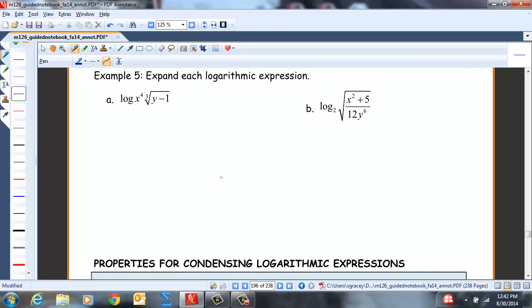So let's expand these. These are a little more mean. So what should we do? Perfect. I'm thinking we should rewrite this as log of x to the 4th times y minus 1 to the 1/3.